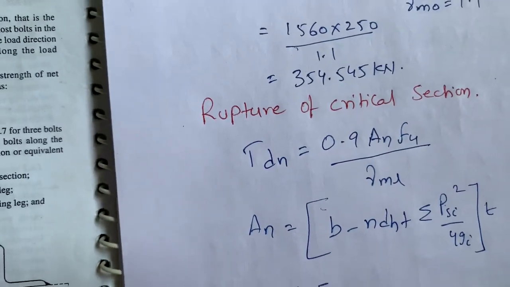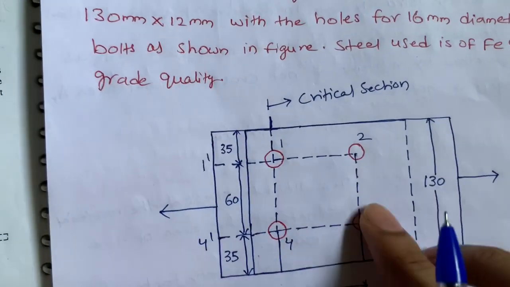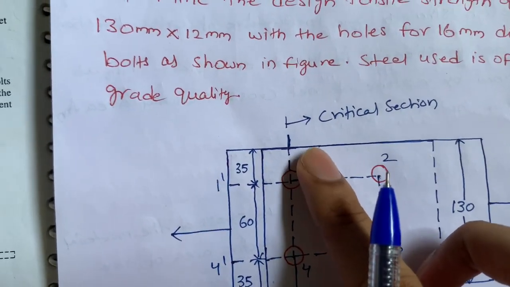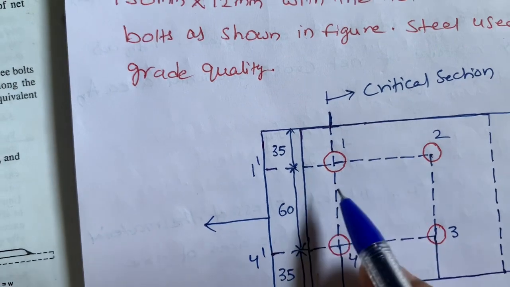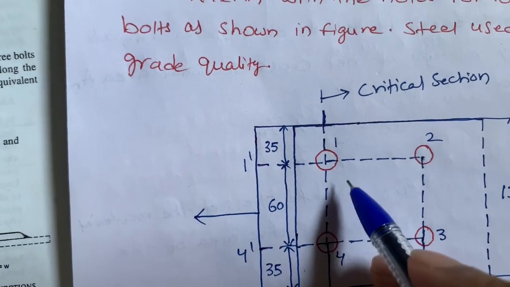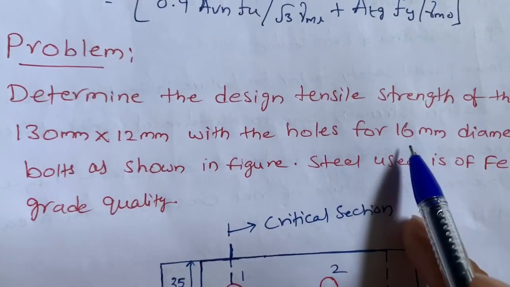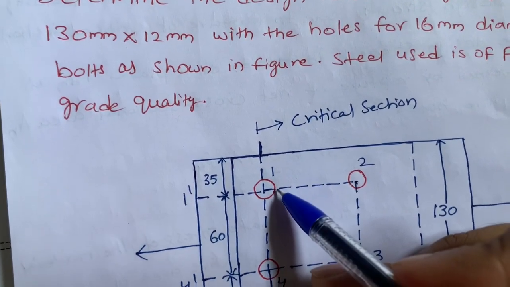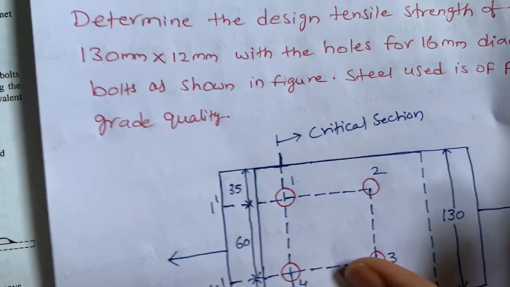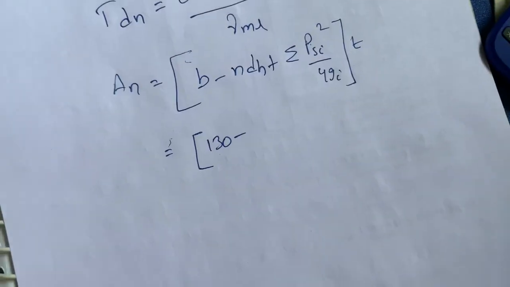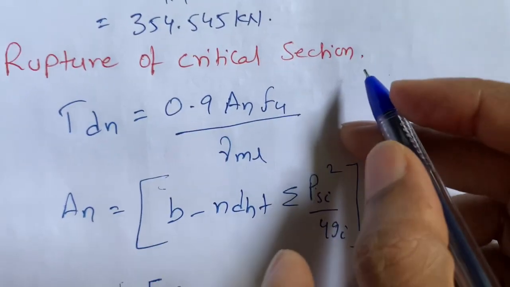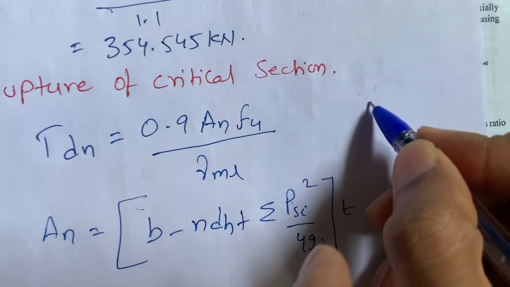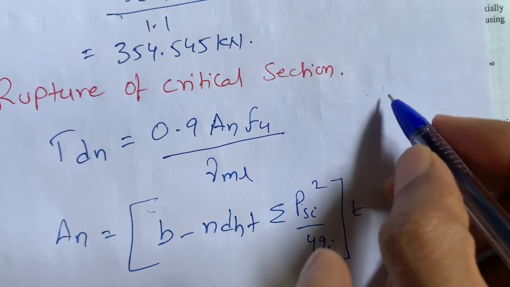In the diagram, the number of bolt holes is in the critical section. In the code book it is mentioned that n is equal to the number of bolt holes in the critical section. In this, this is our critical section, and there are 2 bolt holes. Our bolt diameter is 16 mm, but we need to find out the bolt hole diameter. For that purpose we need to add to our 16 mm diameter bolts. On page number 73, table number 19, we can find the diameter of the bolt hole.